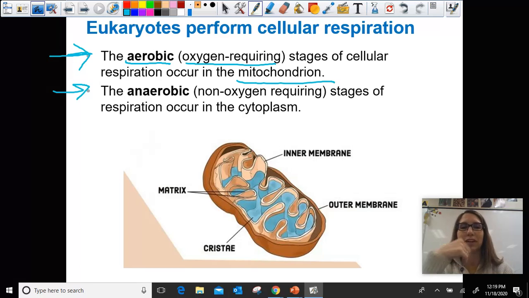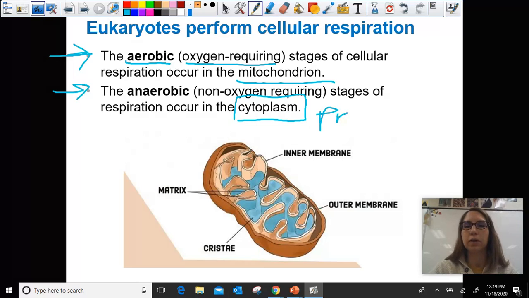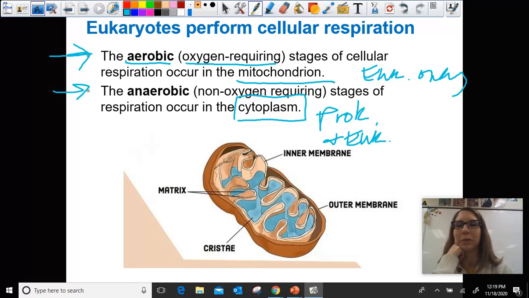So when we talk about all cells, what we know they all contain is cytoplasm. And so if it's an anaerobic process, and there are two different steps we're going to talk about that are anaerobic, it'll occur out in the cytoplasm. So this means that both prokaryotes and eukaryotes have the ability to do this anaerobic type of respiration. When we talk about aerobic, this is specific for eukaryotes only. My handwriting's getting worse there, but eukaryotes only for those aerobic or oxygen requiring processes, because those are the only types of cells that actually contain these membrane bound organelles like the mitochondrion.